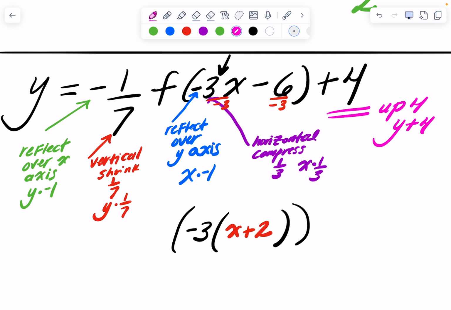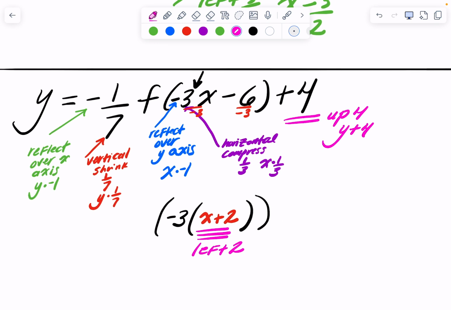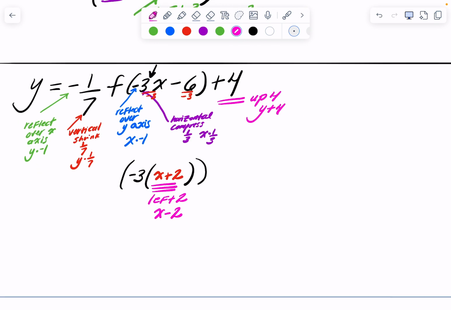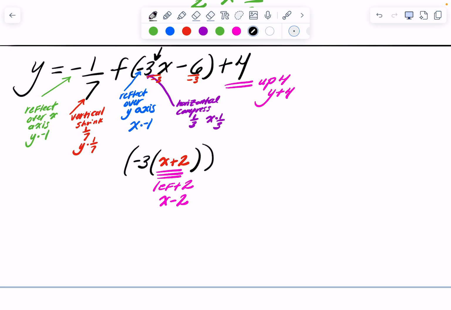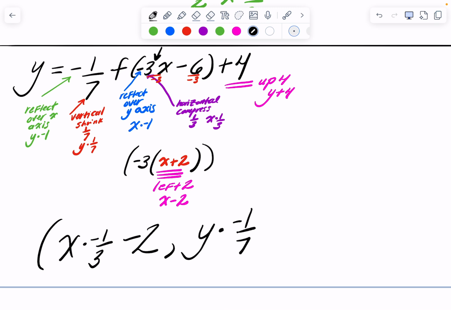So now we would say it's actually left 2 units. So x minus 2. So now our general x, y's. X's, what are they being timesed by? Let's hit 2 birds with 1 stone, -1/3. Then after that, we went left 2, so we'll minus 2. Now the y's are just y times negative a seventh. And then after that, we're going to add 4. And really, truly right there is as hard as it can get because it had every single transformation.